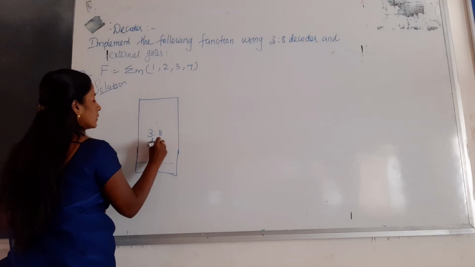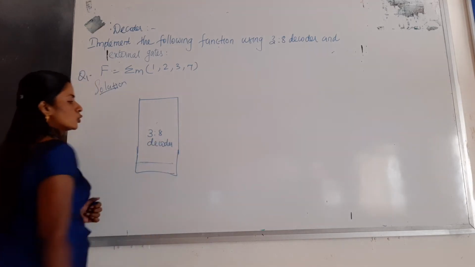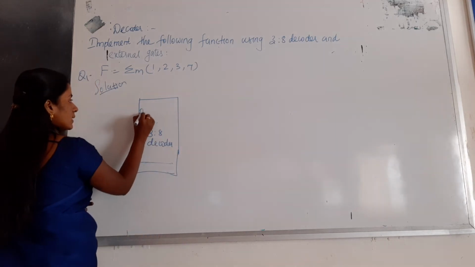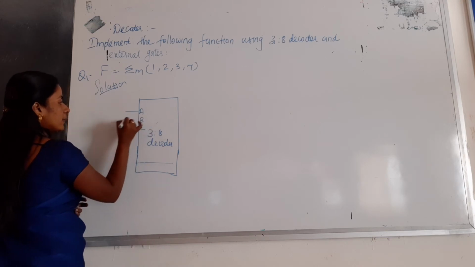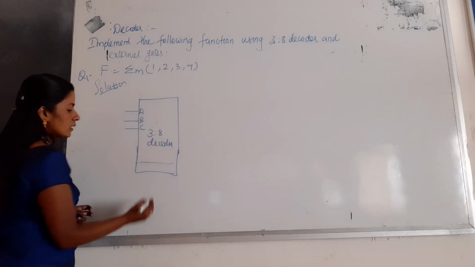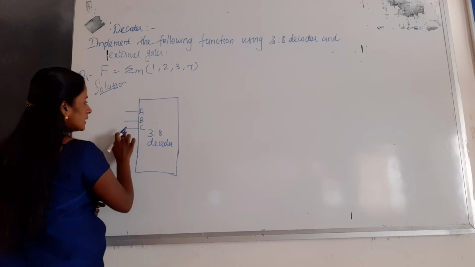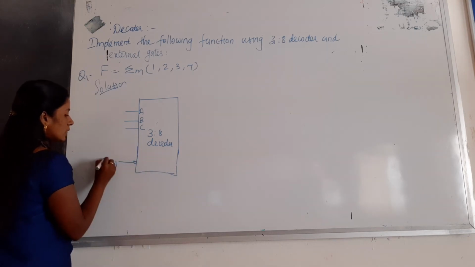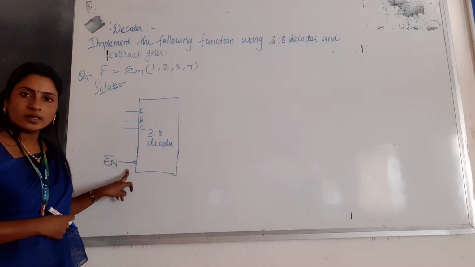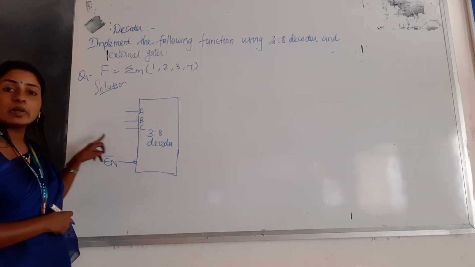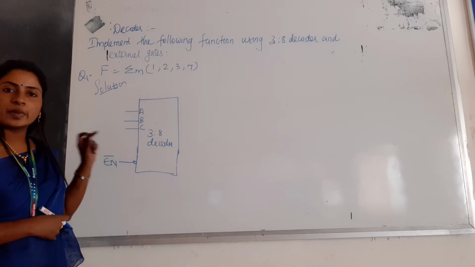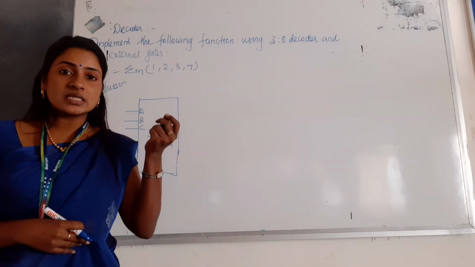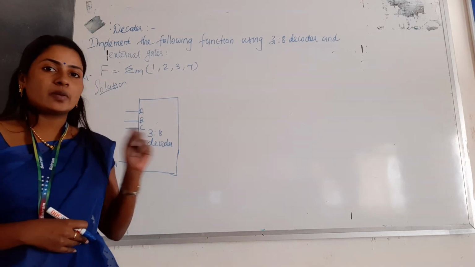3:8 decoder. So block diagram we know. Here selection lines will be there, A, B, C selection lines, 3 selection lines and one more enable. Actually enable is an active low pin, so you have to draw enable bar. Okay, active low pin means when the pin is having 0 value, that time it will be activated.